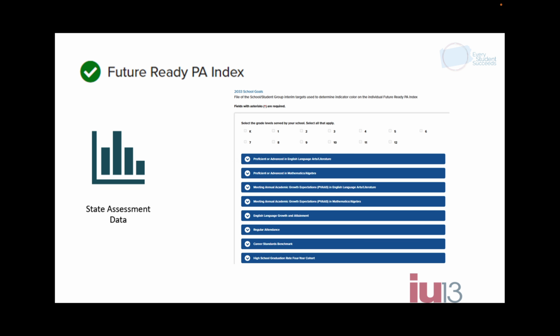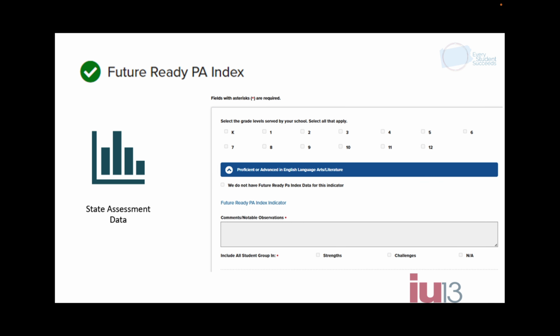This section is where teams will add information that was gained from that data analysis. After checking the boxes for each grade level represented in your school, you will see each indicator from Future Ready PA Index listed with a drop-down arrow on the left. To enter the data for that indicator, click the drop-down arrow. This example for English language arts and literature shows the layout of the areas for you to enter your Future Ready PA Index data. Before entering the data, you have two options.